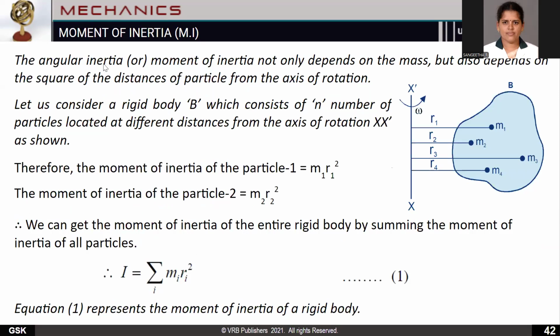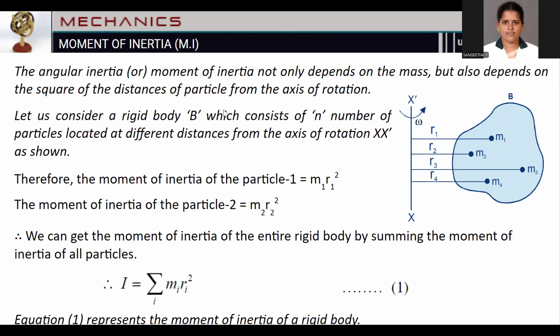So the angular inertia or moment of inertia does not depend only on the mass, it also depends upon the distance of a particle from the axis of rotation. If we have a body and we are rotating it about an axis, what is the distance between the particle and the axis of rotation? It depends upon the mass of the particle, and also upon the distance of the particle from the axis of rotation.